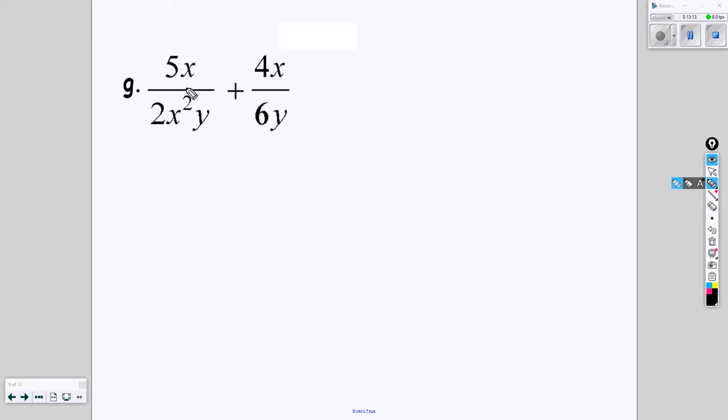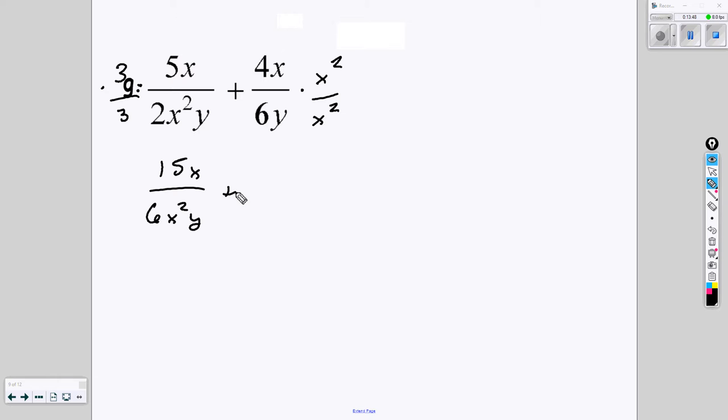So in part G, once again, let's just check out what each one has that the other doesn't. So we already have a y, we have a factor of 2, and to get 6, we would just multiply by 3 over 3. All right, in the right fraction, what this one has that the 6y doesn't is the x squared, so we could multiply by x squared over x squared. So if we do that, we get 15x on 6x squared y, and then on the right side, we'd get 4x cubed on 6x squared y.